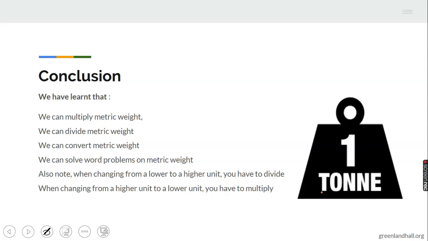And we have seen the conversion. You know, it is 10 milligram that make 1 centigram, and it is 100 centigram that make 1 gram. We have learned all that. You can always go back to the video and check again and check again.